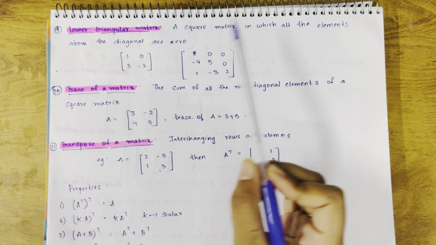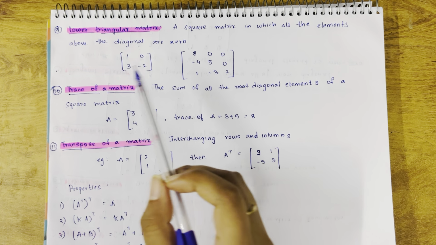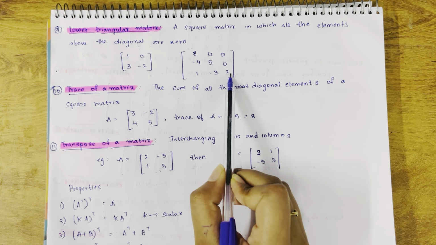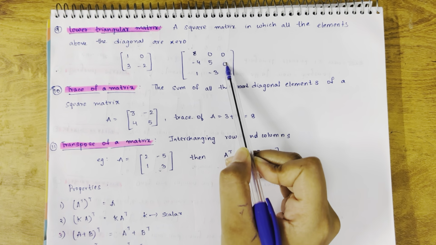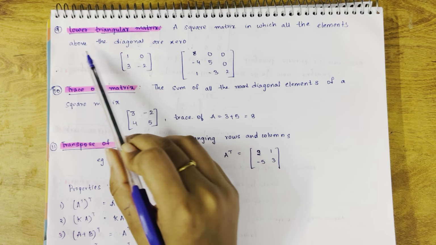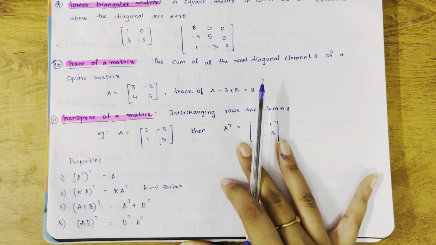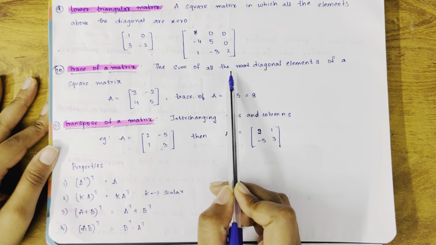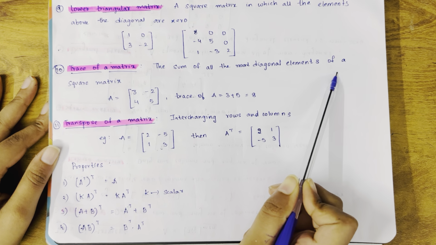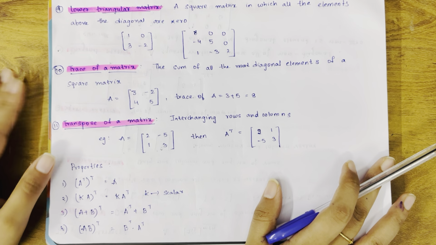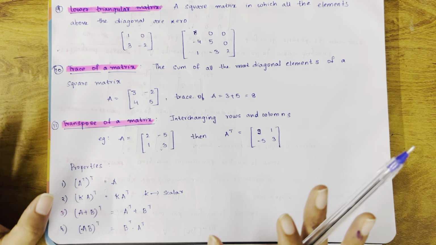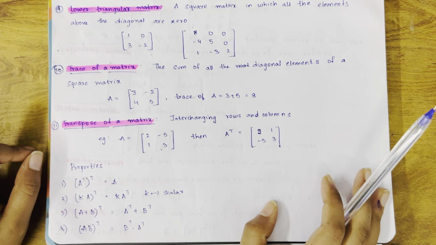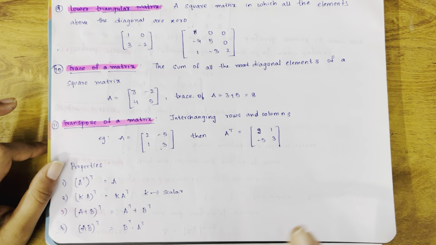Alright, now let's check for 3 by 3. Same thing, square matrix. This is our diagonal, above which is 0. Right? So that is our lower triangular matrix. Now the trace of a matrix, this is important. It is the sum of all the diagonal elements of a square matrix. As you have observed, mostly we are talking about square matrices and diagonal elements from the past 2 to 3 matrices. Okay, this is important.